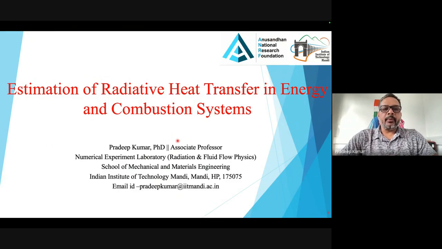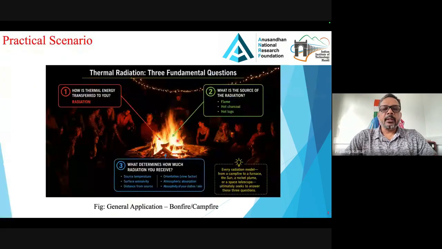I am going to give you an overview of radiative heat transfer energy and combustion systems. So you may have come across this situation, and this situation has three questions. Those questions are: How is thermal energy transferred to you? What is the source of the radiation? And what determines how much radiation you receive?